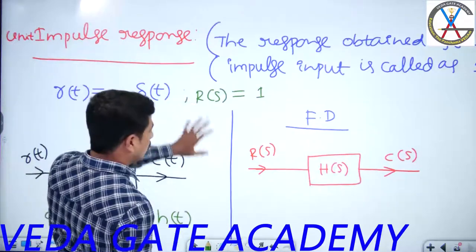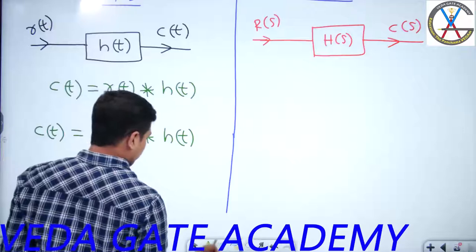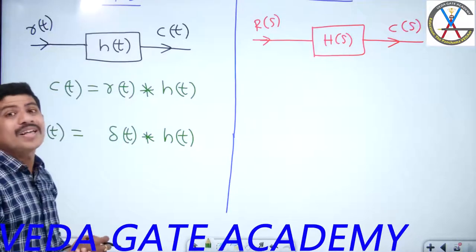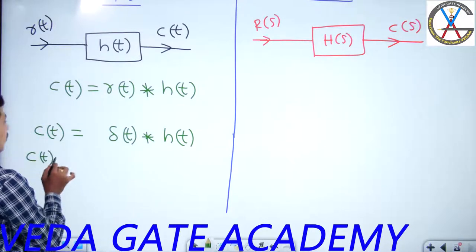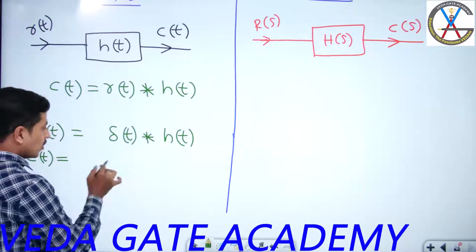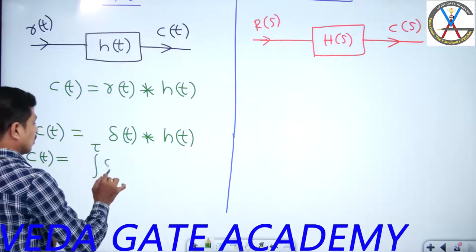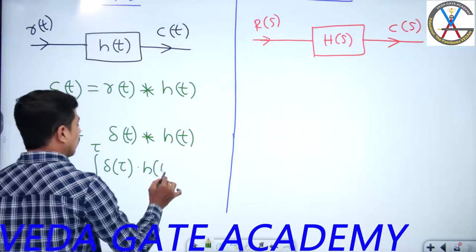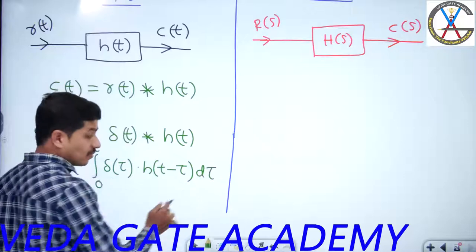Come on here. All of you observe carefully. This I'm erasing here. I want this one. How to calculate this? We know the convolution integral expansion. C of t is equal to, what is del of t, dear? Del of t. What is the convolution integral expansion? Integral from 0 to tau, del of tau into h of t minus tau d tau. We are doing the integration with respect to tau.